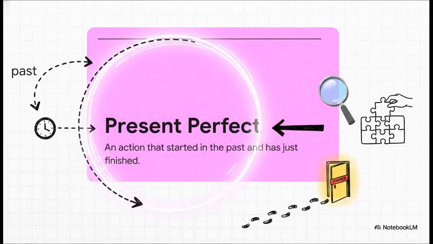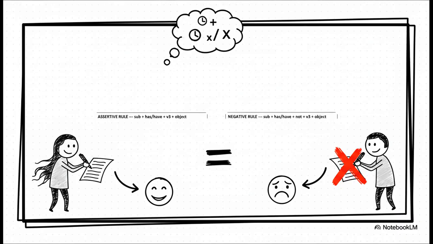Now, the really crucial point is understanding the perfect tenses. You hear that word a lot in grammar. Basically, they link the past directly to a present state that literally just finished. So the present perfect highlights an action that started in the past and has just finished. It's the bridge between what happened then and exactly where we are right now. Applying that logic, our example shifts again.